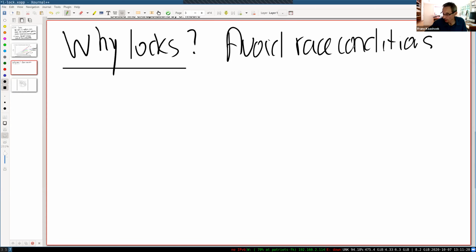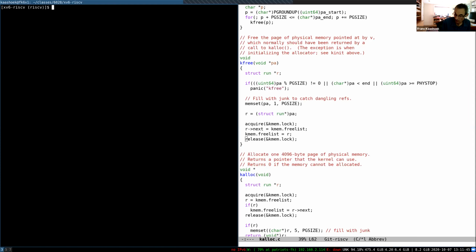So if we don't have locks, we run the risk, if we have shared data structures, that we're going to have race conditions. And it turns out that race conditions are pretty annoying. So first, let's get a little bit of sense of what it actually is. Let's create a race condition in XV6 and see how it actually shows up, and then understand what actually happened.